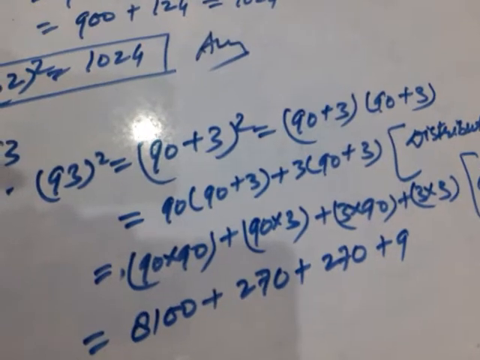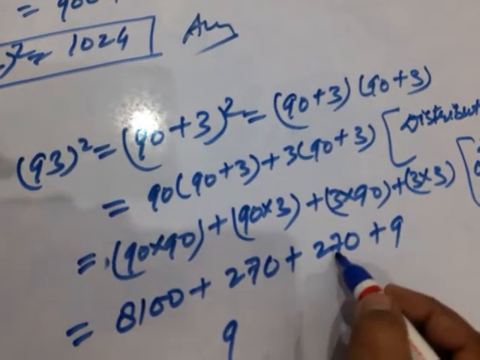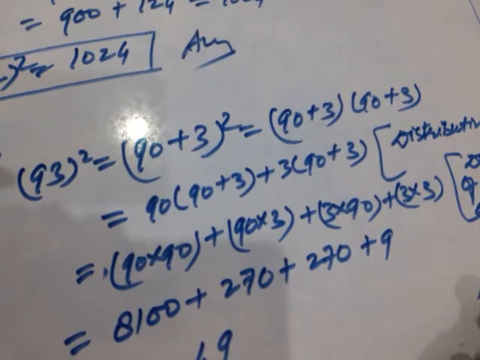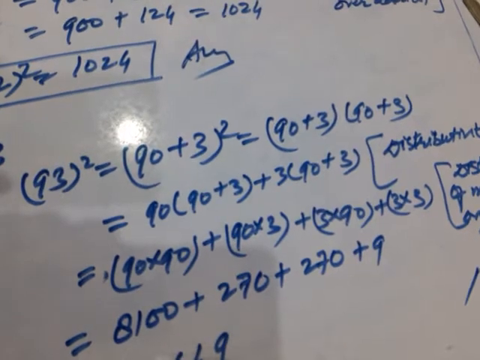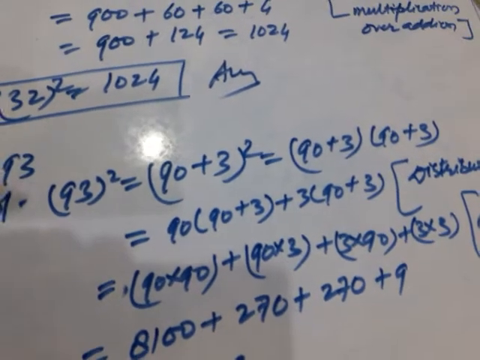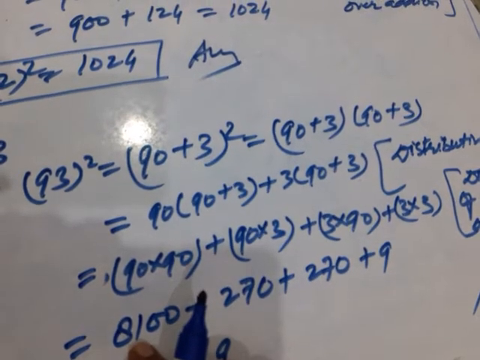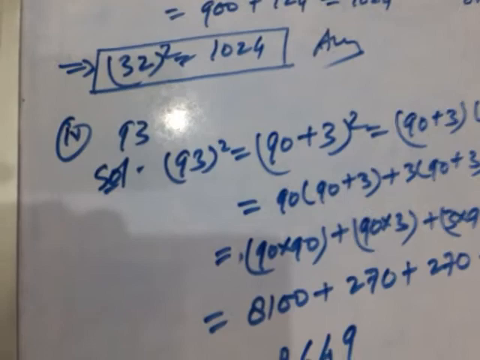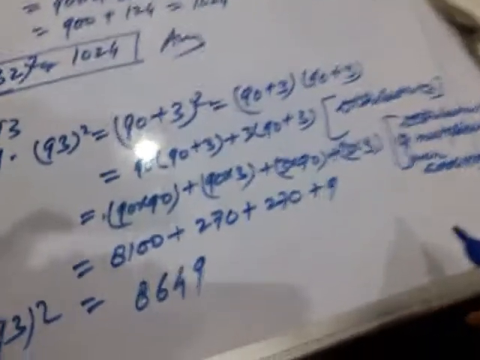Now add. Ones place: 9. Then tens place: 7 plus 7 is 14, 4 is there and 1 is carried over. Then hundreds place: 1 plus 2 is 3, 3 plus 2 is 5, 5 and 1 is 6, and 8. Clear, children? So this is 8649. I want to say that the square of 93 equals 8649, children.